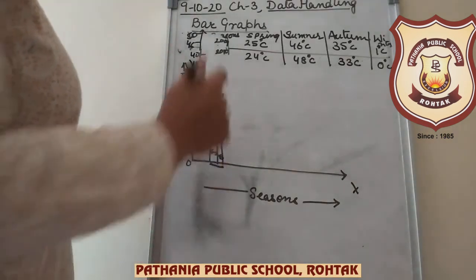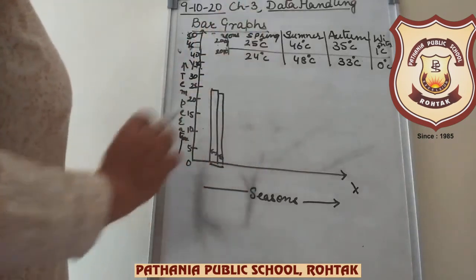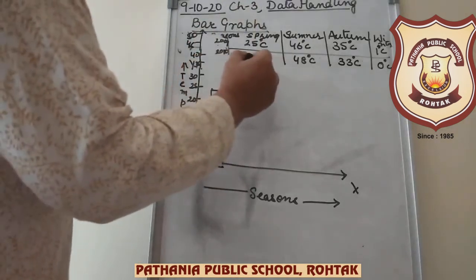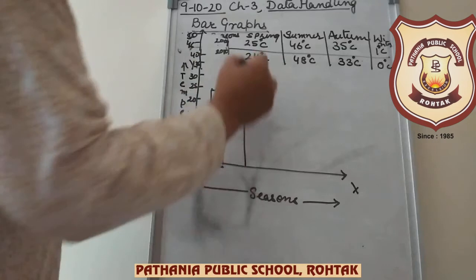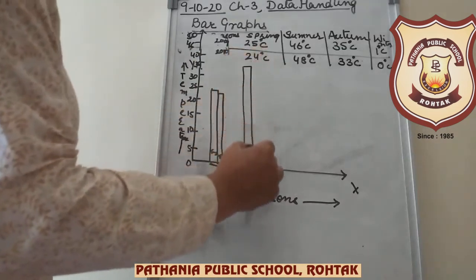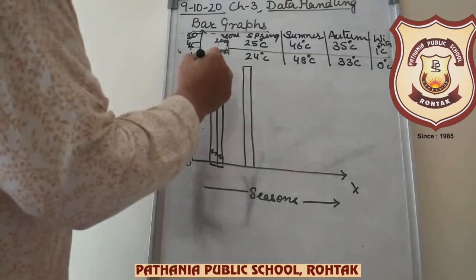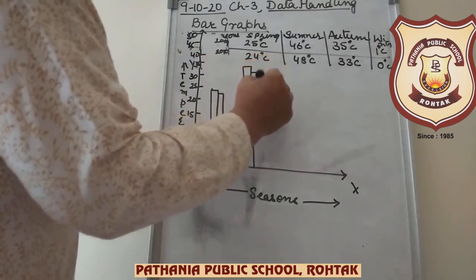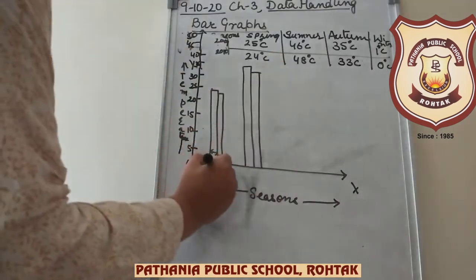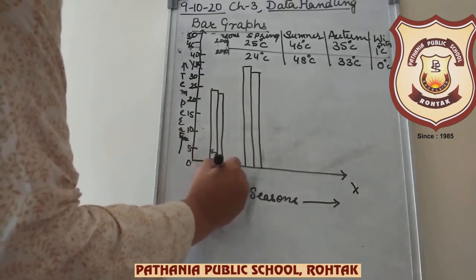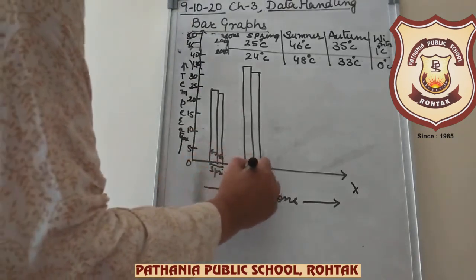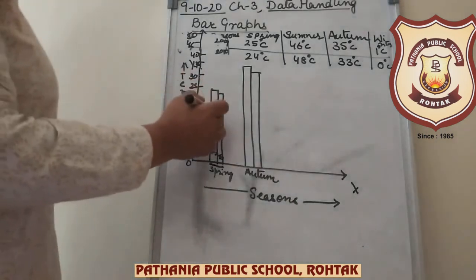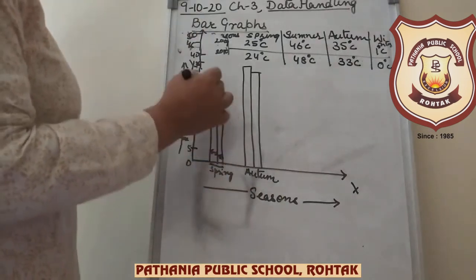Then for summer it is 46, so it will go a little up. I am not drawing summer, I will show you autumn. Autumn is 35, and 33. This is your spring, and this is autumn. Now this is your year 2009, this is 2010.